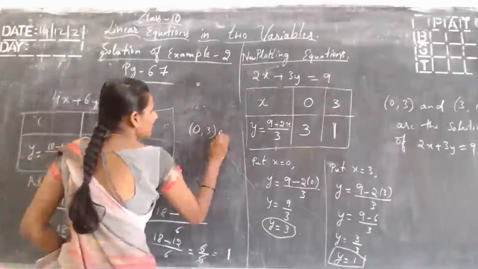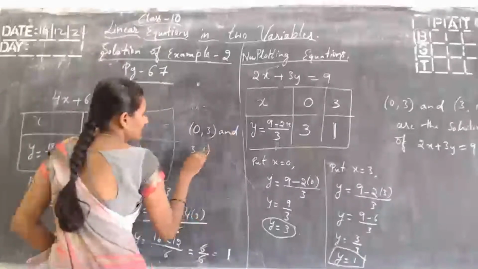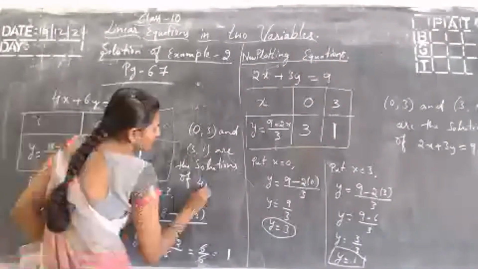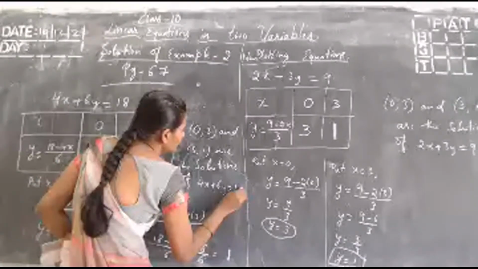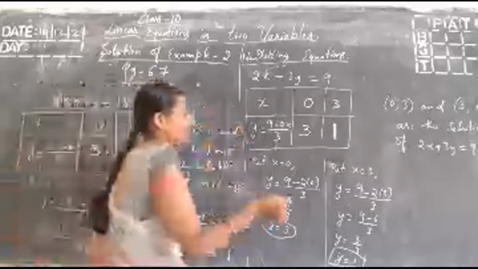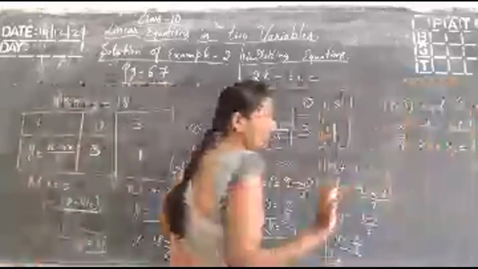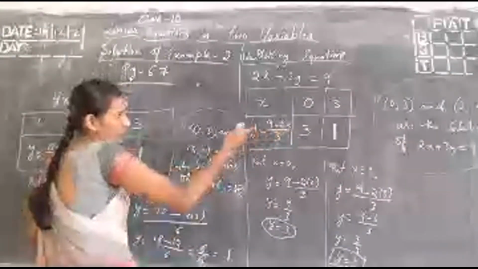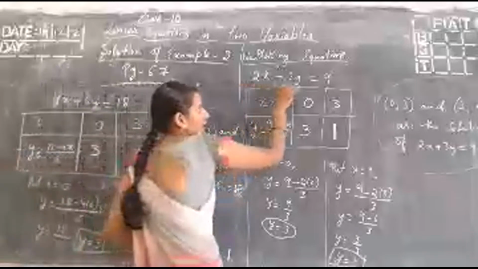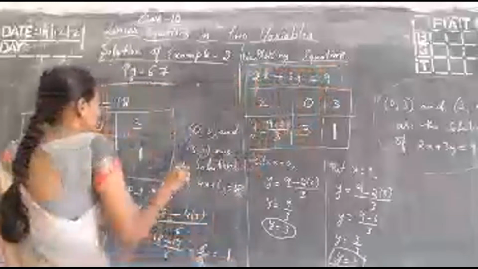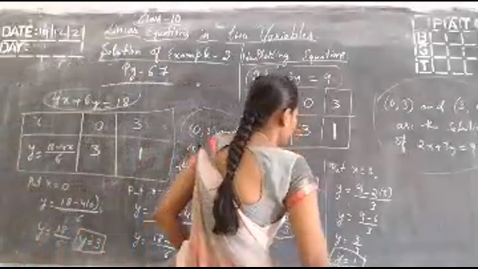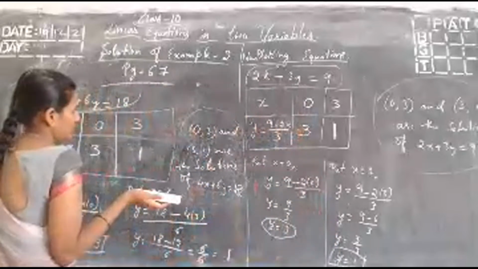0, 3 and 3, 1 are the solutions of 4x plus 6y is equal to 18. Understood? So we got the solutions. These two are the solutions, 1 and 2. Now we have to plot the graph by using these two solutions. See, for one equation you will get one straight line. For this equation you will get another straight line. We know the values now.